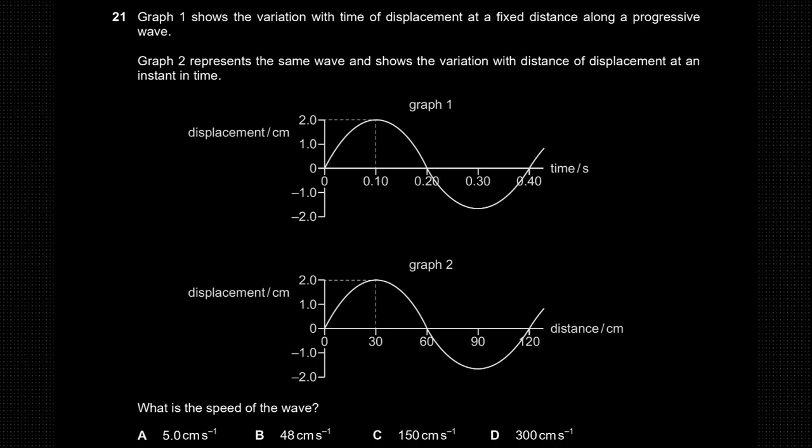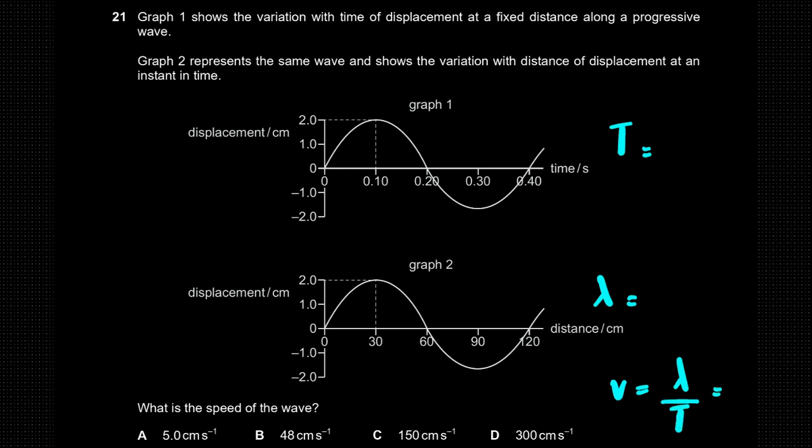Now question number 21. Graph 1 shows the variation with time of displacement at a fixed distance along a progressive wave. Graph 2 represents the same wave and shows the variation with distance of displacement. So one of these graphs is displacement-time, the other one is displacement-distance. It's very obvious that from this one you can get the time period, from this one you can get the wavelength, and then it's really easy to find the wave speed using lambda over T.